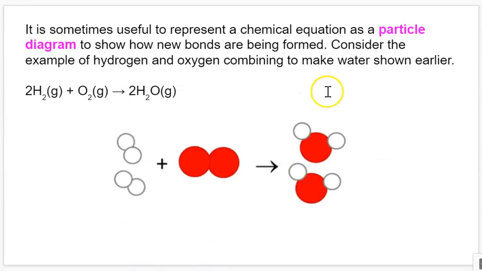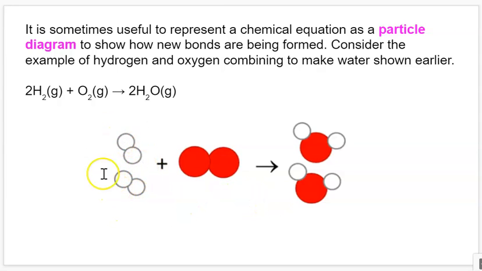So sometimes it's useful to represent chemical equations as particle diagrams to show the new bonds being formed. I've seen this come up a lot on the AP exam, so it's just good to familiarize yourself with these. For example, we talked about hydrogen and oxygen combining to make water earlier. So we have two hydrogens combining with one oxygen to make two H2O. We could represent that using different size and color spheres.